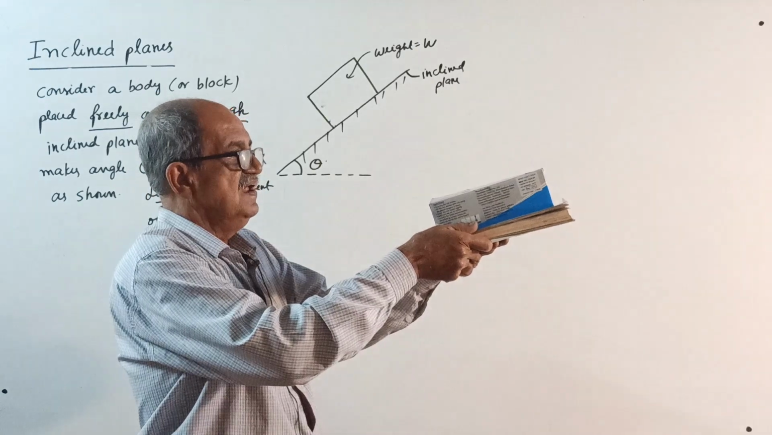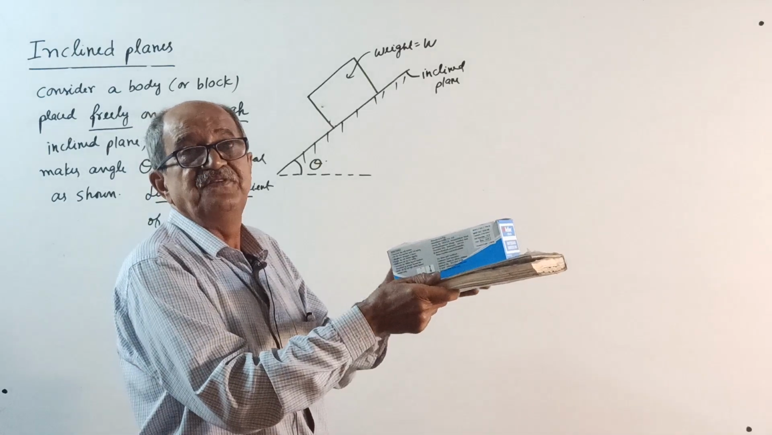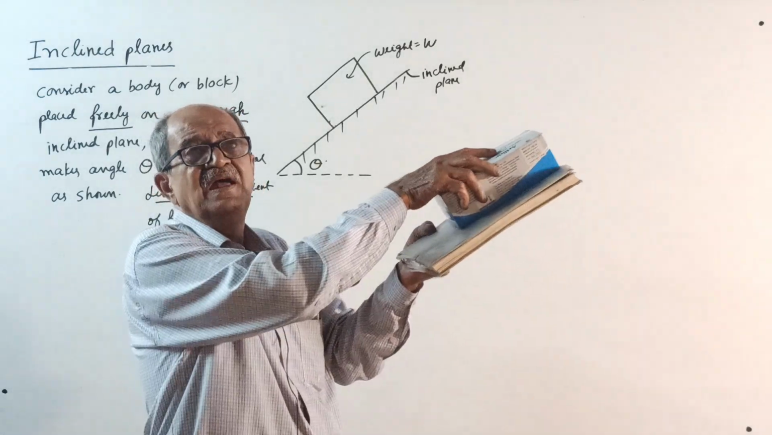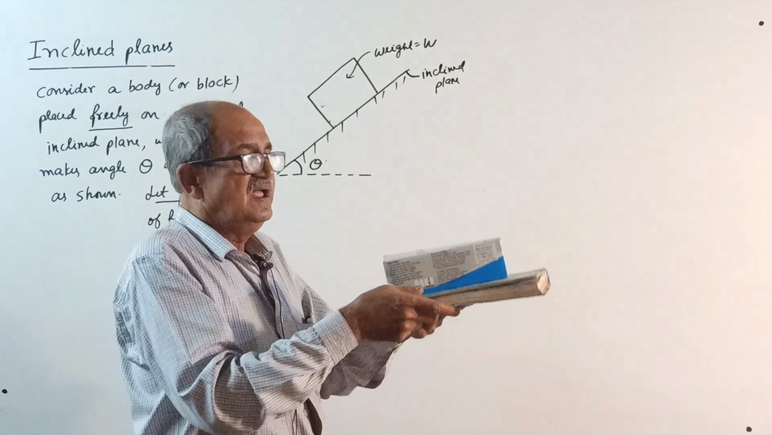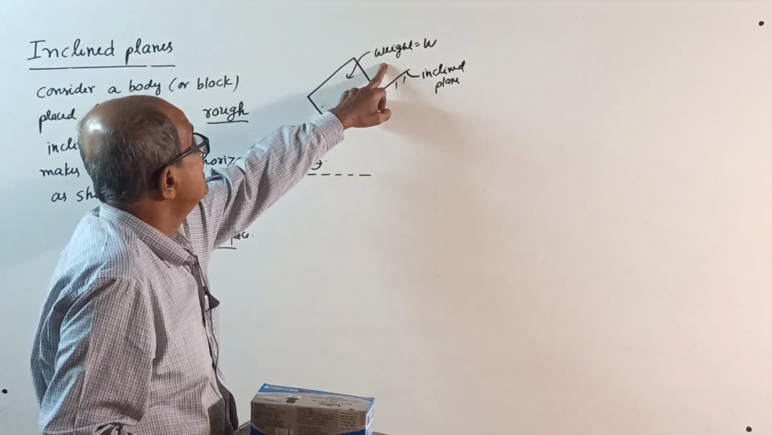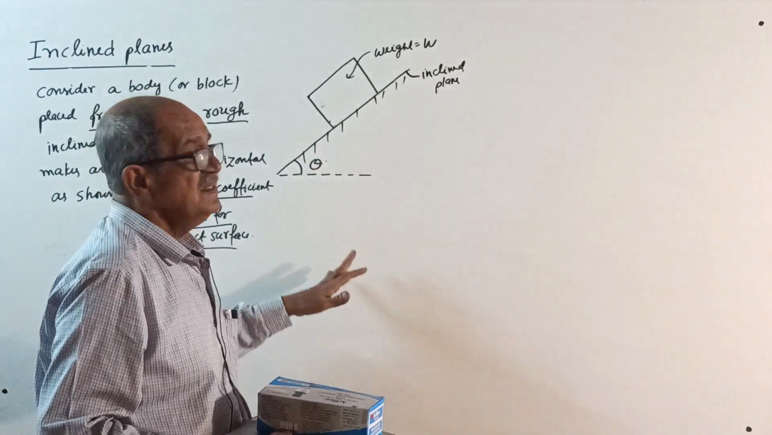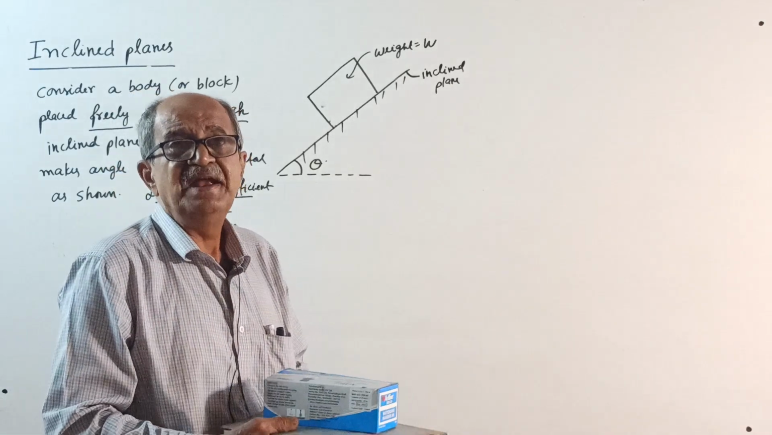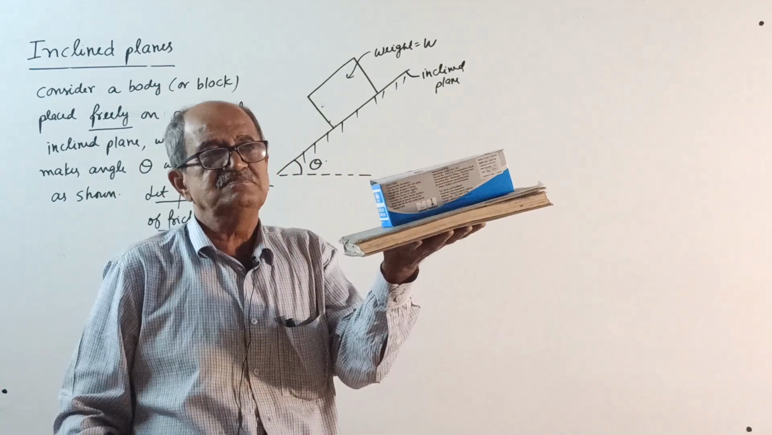See here. You can see, at one particular angle, it started sliding down. I will explain that concept. When you place an object or a weight or block on a rough inclined plane, there is no need that it will slide. This is horizontal. Slide inclined, it will stand.